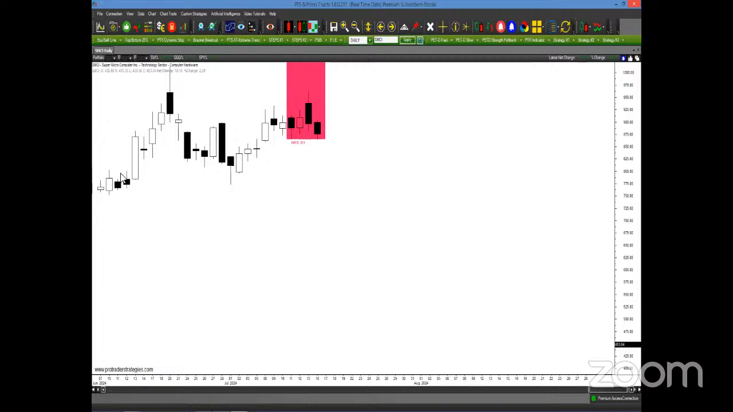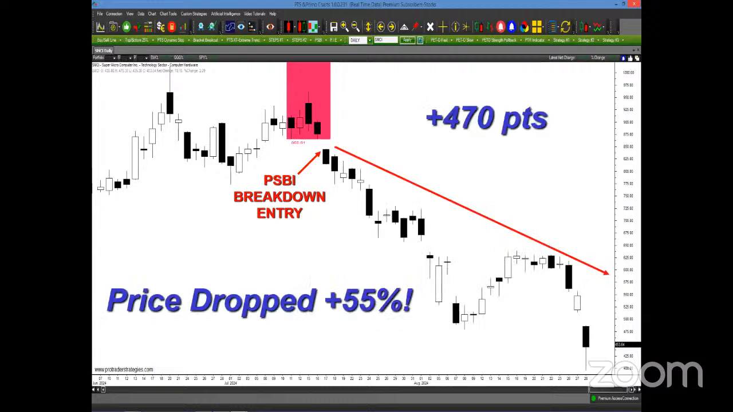Well, because the PSBI is identified that there's a high probability it's going to break down if it trades below here. Now, on the very next bar, which is in end of July, it gapped down. So if you were long, this would have been a good place to exit your long position. If you're a more aggressive short trader, you could have bought puts or some type of spread strategy with a downward bias, because look what happened to the stock. It fell 470 points, or price dropped 55%, over half of its value coming into last week.